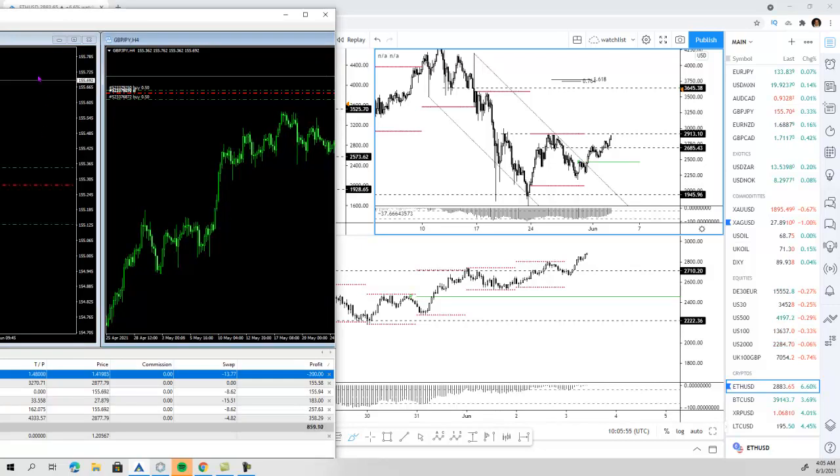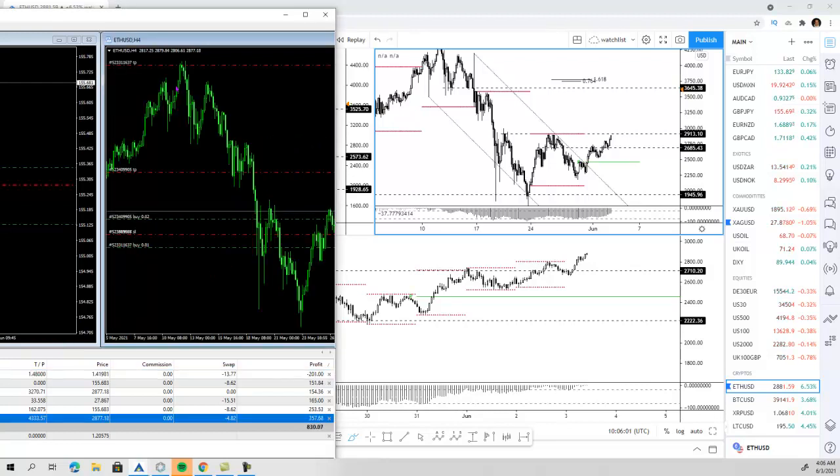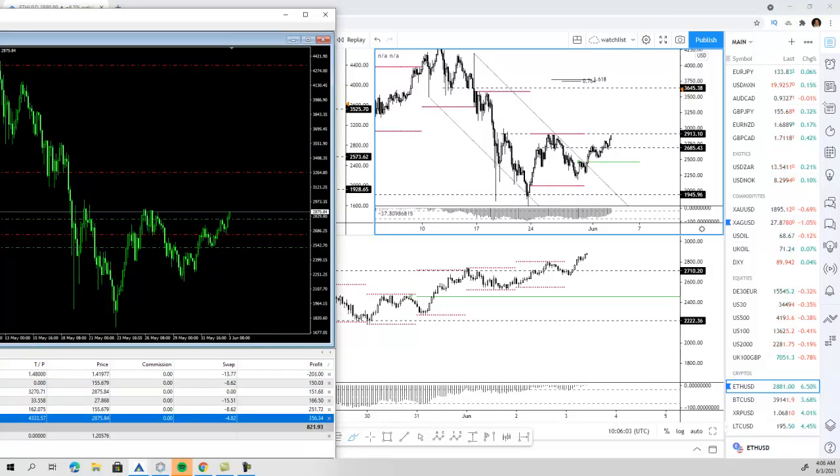Just let me show you that Ethereum position, so you have an idea of what I'm talking about. Cool. So this is my Ethereum position. Okay.